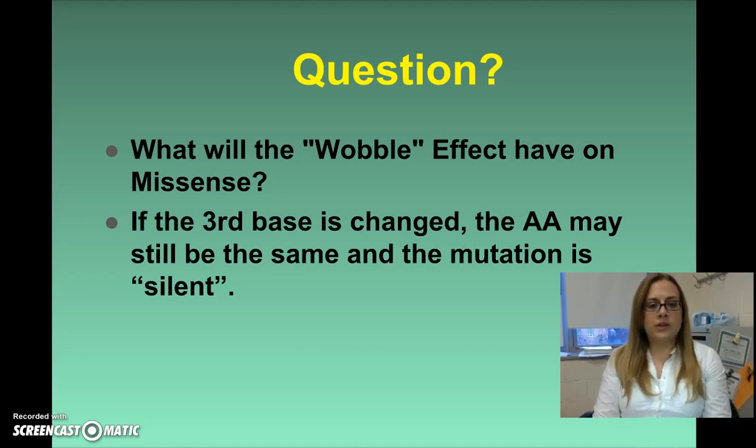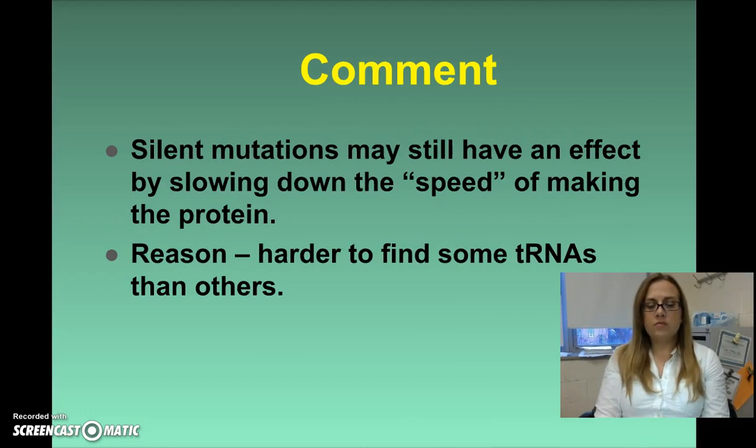So a quick question. What will the wobble effect have on a missense substitution? Well, if it's the third base that is changed, the amino acid might still be the same, and so then we say that the mutation is silent. And we say that it's silent because yes, there is a mutation, there is a substitution, however, it's still coding for the same amino acid. So yes, you're going to get the same protein.